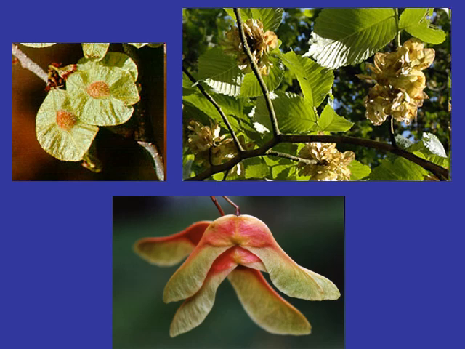Now the one in the upper left is a lacebark elm. So it has kind of a circular wing around it. Most maples are like the one at the bottom with two together.